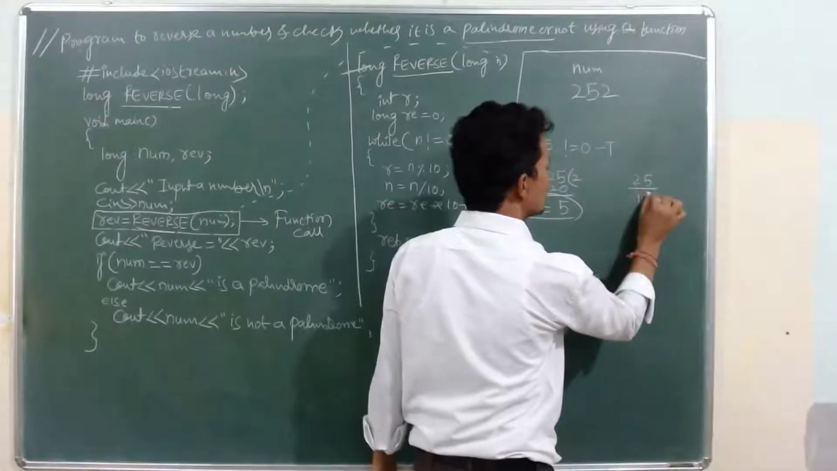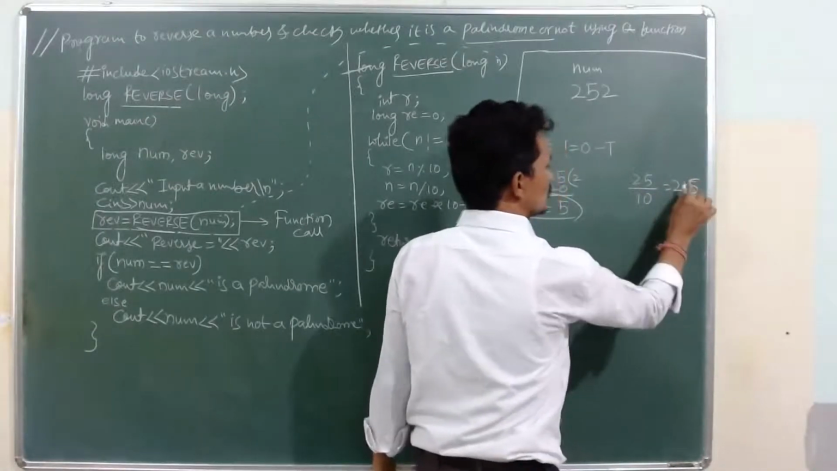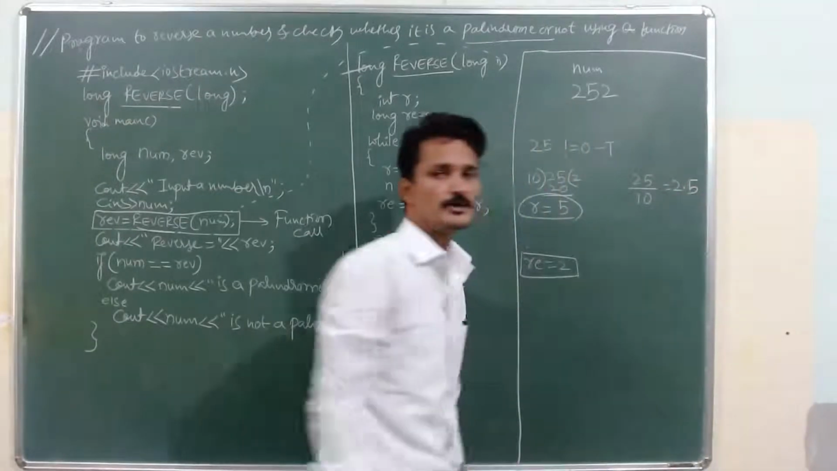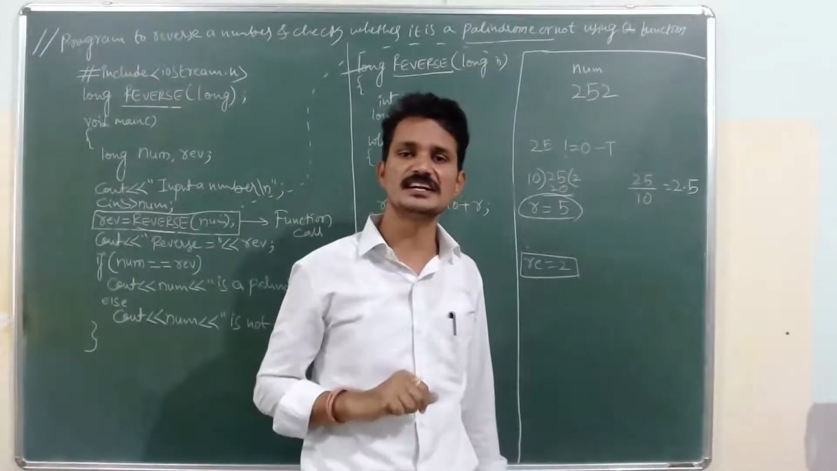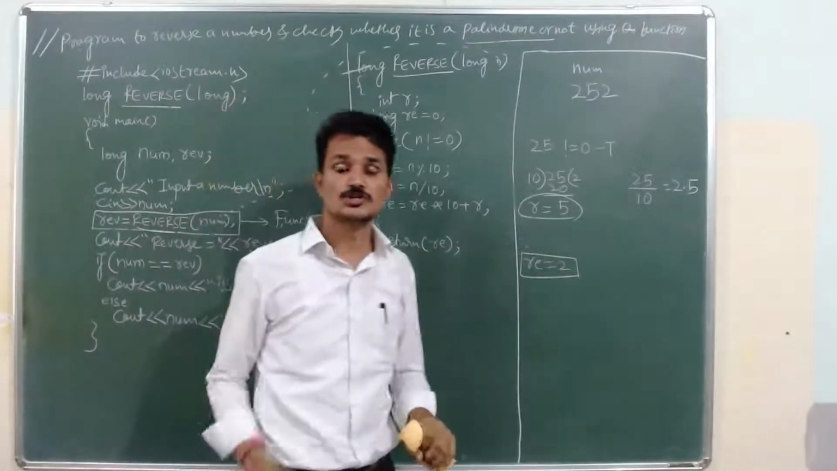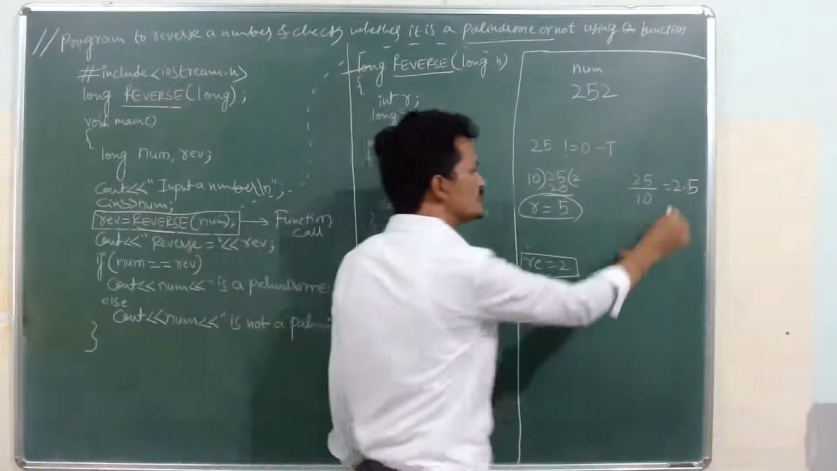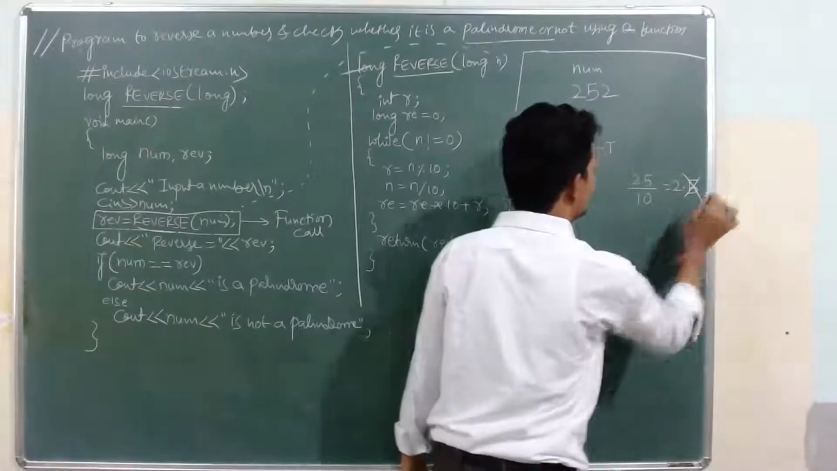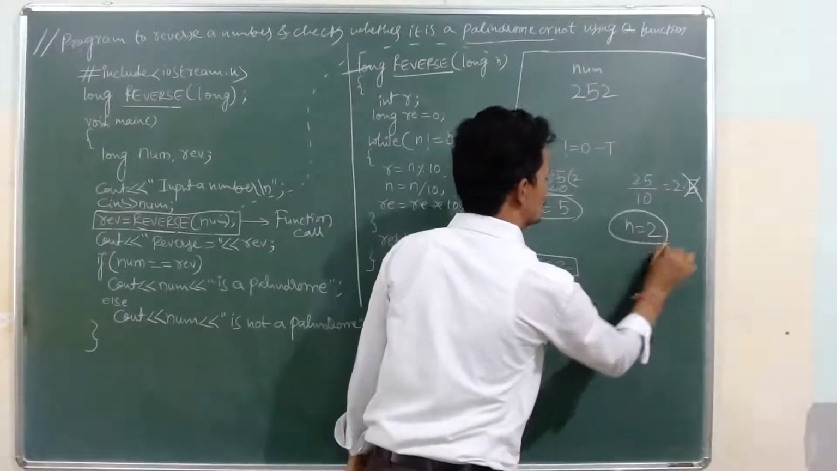25 divided by 10 will give the answer 2.5. I am considering only the integer part. Why am I considering the integer part? Because I gave the data type as long int. So I must go with the integer part. I am discarding the fractional part. So the integer part will be 2. That means n is equals to now 2.